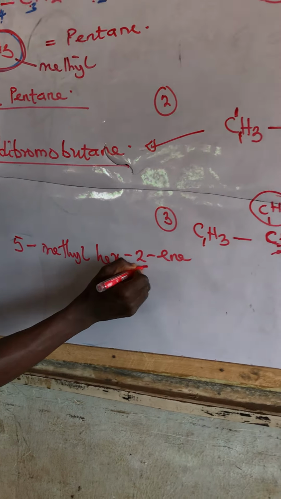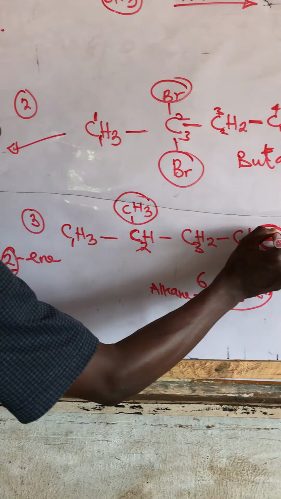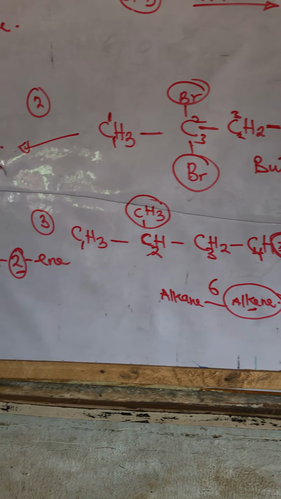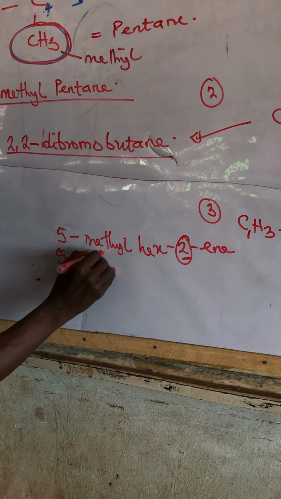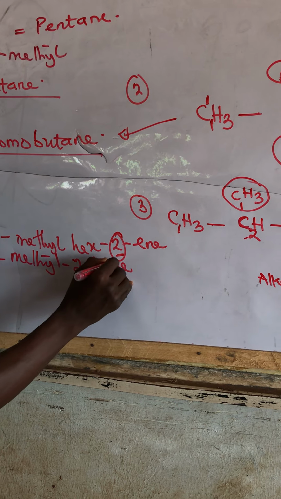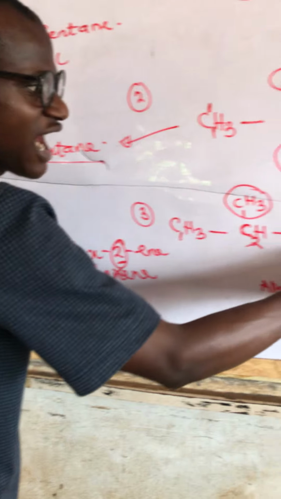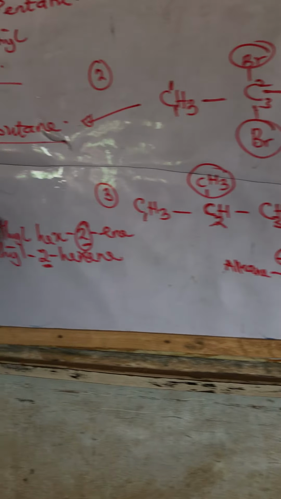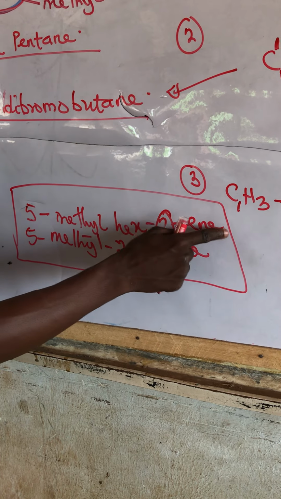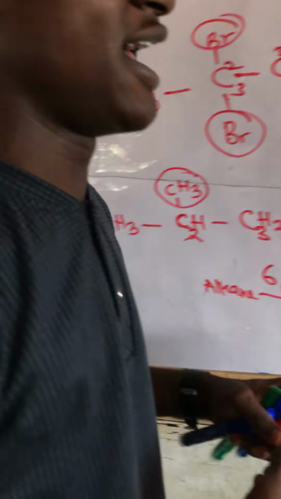hex-2-ene. Why is it hex-2-ene? Hex is for 6 carbons. This 2 here serves to show that our double bond is after the second carbon. So the name of this compound, in the options, is either 5-methyl-hex-2-ene or 5-methyl-2-hexene. Both of them are correct.